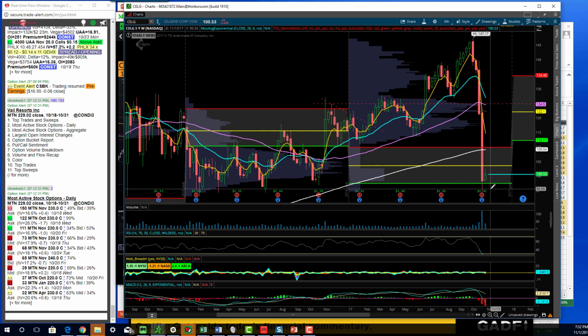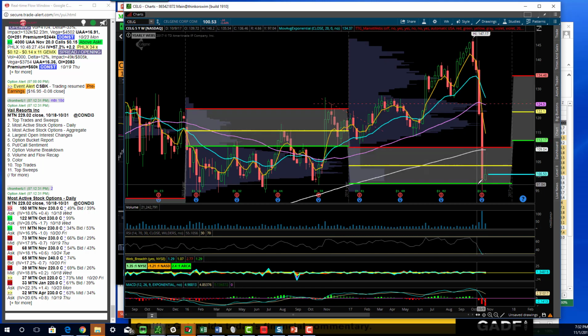But again, it's a smaller size trade for me because it's below the 200-day moving average. However, I found another really good level of support that could help me. That trade I put on for Celgene is probably about a third of the normal position size, right? So these rules really keep my emotions and my judgment in check.